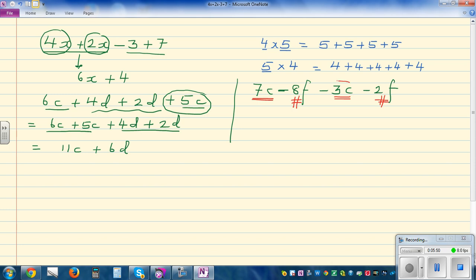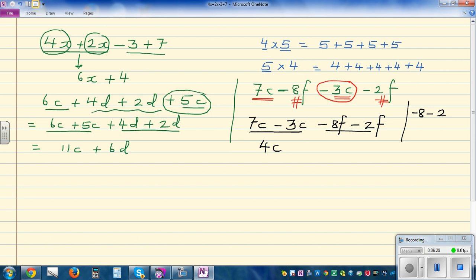So these two go together. So this is 7c, 7 lots of c, take away 3 lots of c. So this is one group of like terms, and then you have minus 8f minus 2f. Okay, so this is 7c take away 3c is 4c, and here is where you have to be good with your integer adding. So this is minus 8f minus 2f. So minus 8 take away 2 is negative 10. So this is minus 10f.